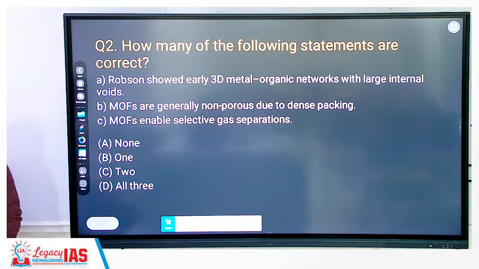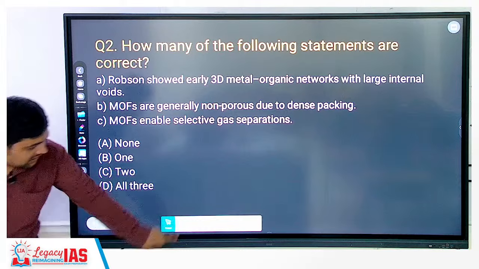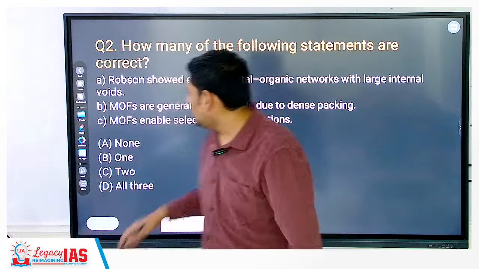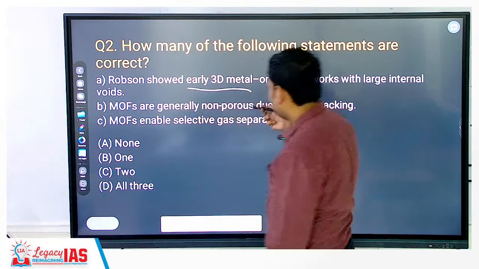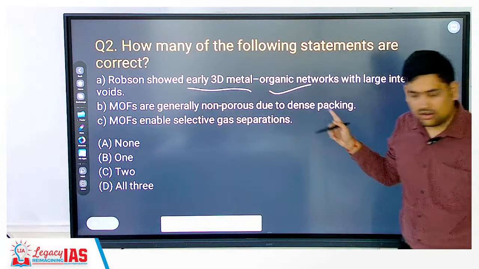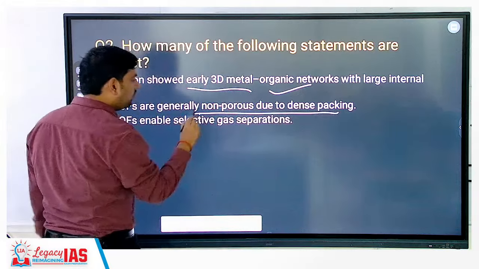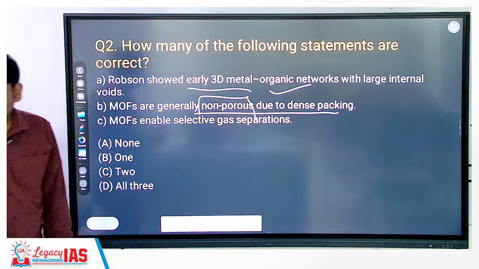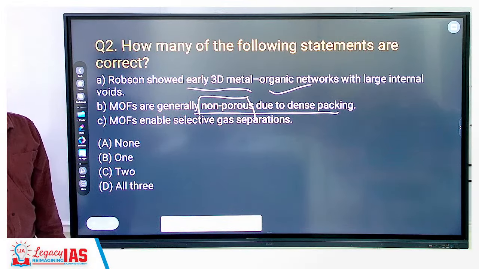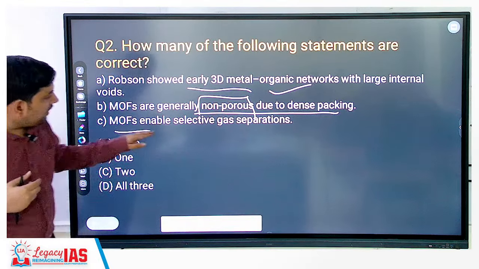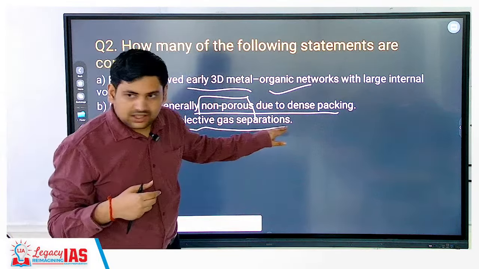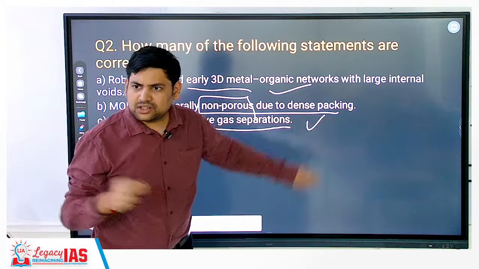What do you think? Correct? Two are correct. Which ones are correct? First one and third. This Robson guy gave the early 3D metal organic framework. Then MOFs are generally non-porous due to dense packing. No, their main property is being porous so that they can adsorb gases. Then MOFs enable selective gas separations. Yes, we have understood this based on size.